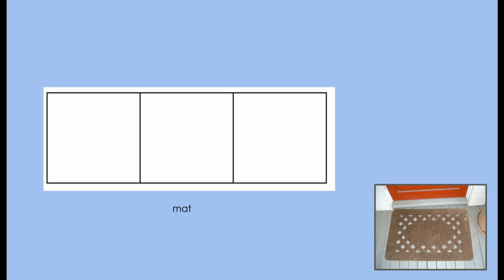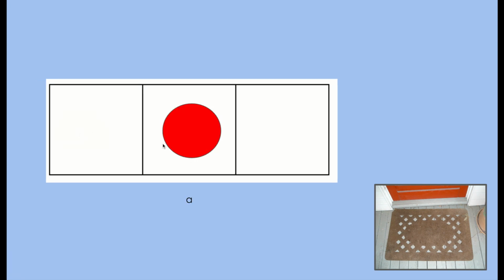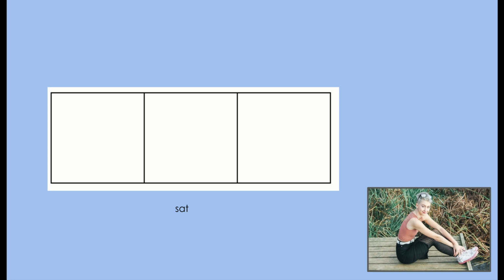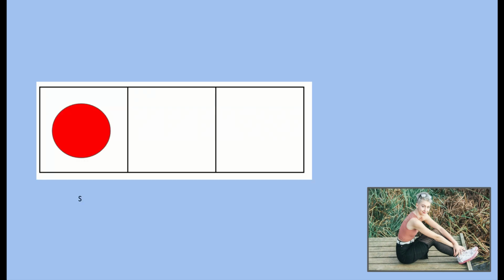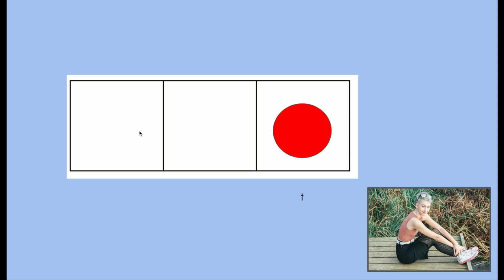Now we're going to practice breaking words apart into their sounds. The first word that we're going to practice with is the word mat, like a doormat. Help me as I break apart the sounds in this word. We'll use the red dots to help us remember which sound we're on. First sound, m. Next sound, a. And last sound, t, making the word mat. Let's try the next word, sat, like the lady sat on the ground. First sound, s. Second sound, a. Last sound, t.